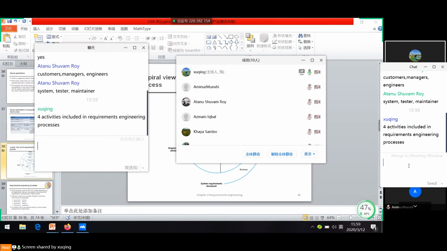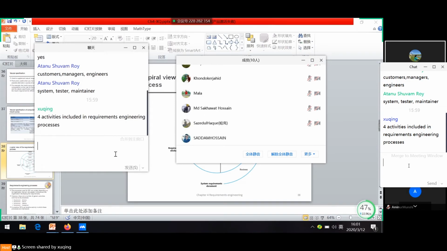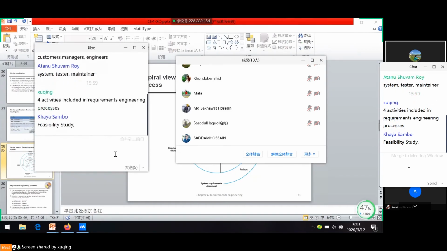Any propositions for those 4 activities? In chapter 2, we talked about these 4 activities in the requirements engineering process. At first, we need to assess if the system is useful or not to the business, and what can we call this activity? Kaya, thank you. Feasibility, the feasibility study.